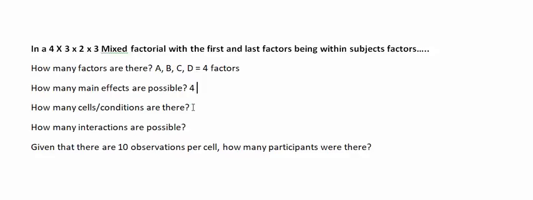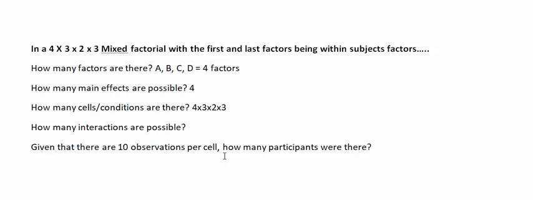How many cells or conditions? This is the one where you multiply all the numbers. So 4 times 3 is 12. 12 times 2, 24. And 24 times 3, what is that? 72, I believe. I'm just going to write that out real quick. 4 times 3 times 2 times 3, right?